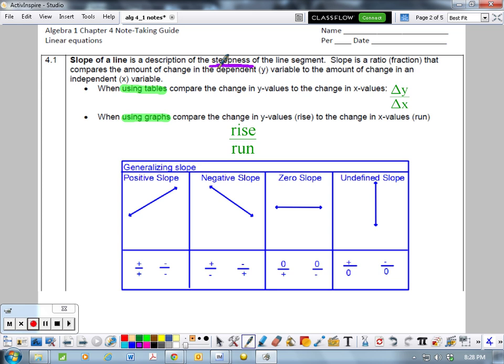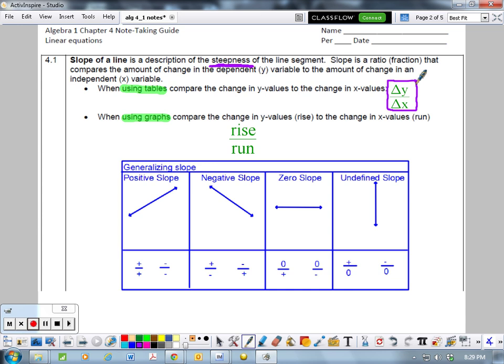Slope is a ratio, also known as a fraction, that compares the amount of change in our dependent variable y to the amount of change in our independent variable x. When we're using tables, we compare the change in y values to the change in x values, and that gives us this formula. We did that a lot in Chapter 3, so we're doing it again in Chapter 4. How do the y values change over how do the x values change? And that tells us our steepness or slope.